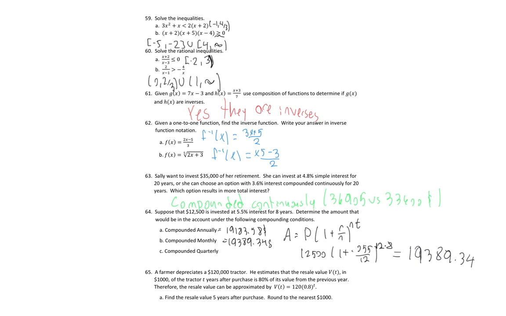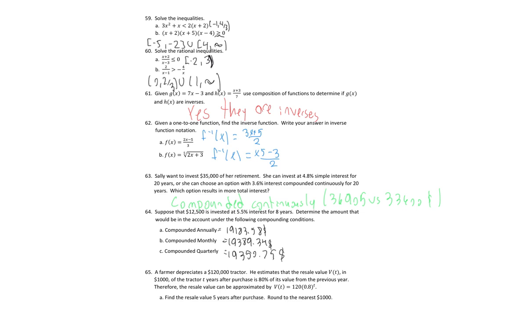And quarterly, well, the only difference is we're now going to be compounding it quarterly. That means once every 3 months. So quarter means 4, so 4 times a year. And when I plug it in for that time, I get 19,350.75. And that's it for that one. We'll put my dollar sign on there. Moving on.